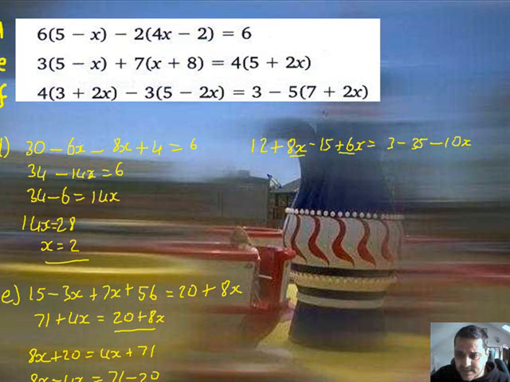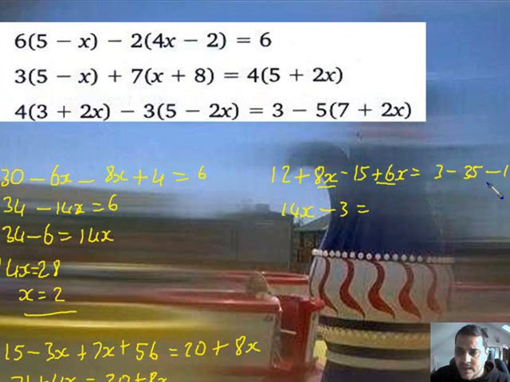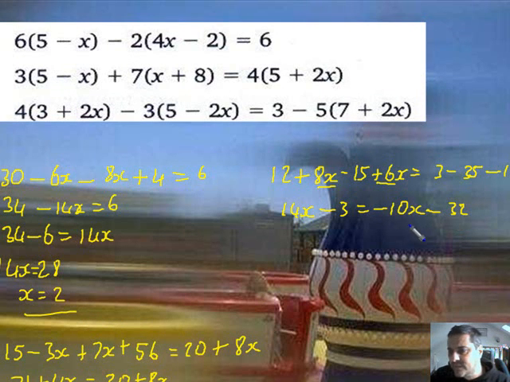8 plus 6 is 14x. 12 take away 15 is minus 3. And that comes to, let's do the x's first. It says minus 10x, and 3 take away 35 is minus 32, I believe. Yeah. So let's just bring the x's to me.